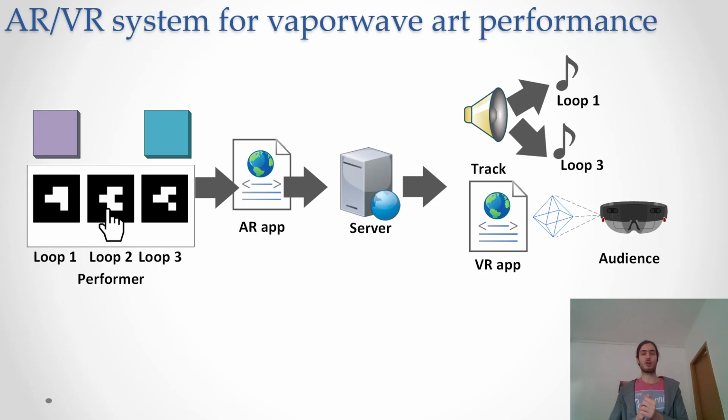The generated system for vaporwave art performance is shown on this slide. We have a performer who uses a paper where printed markers are present, and he just moves his hand around to either play or stop the corresponding loop. So to each marker we have loops assigned. We have an AR application that sends the generated movement: when some marker is hidden or shown, an event is generated and sent to a Node.js server that triggers showing some 3D model within the VR Three.js application and playing corresponding sounds on the part that is shown to the audience.